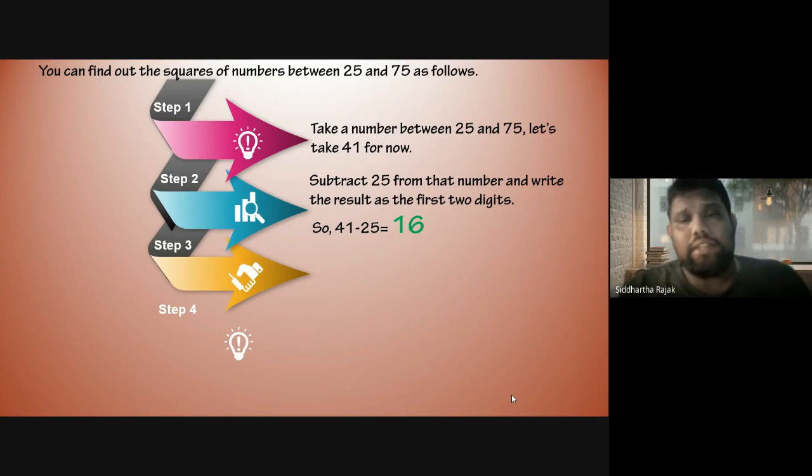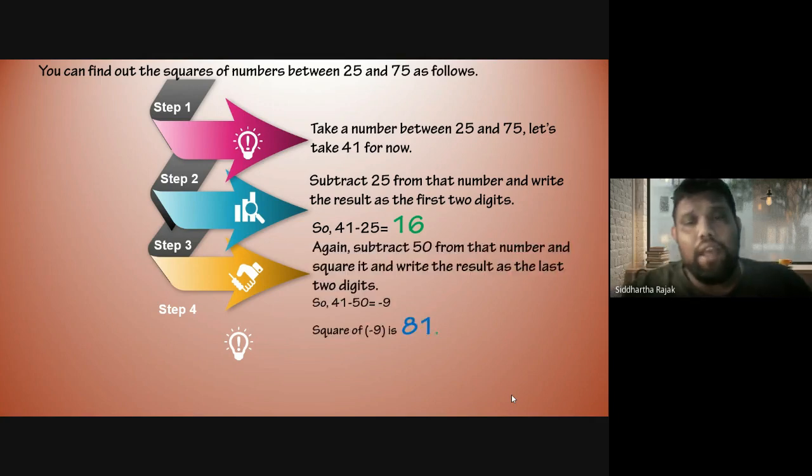And in the third step, you have to subtract 50 from the number. But when you do that, make sure you find the square of the number that comes. For example, in the second step, we subtracted 25 and wrote down 16 as it is. But now, when we subtract 50 from the number, 41 minus 50 is minus 9, or negative 9. So now you need to write down the square of minus 9, and the square of minus 9 is 81, which is coded in blue on the screen.